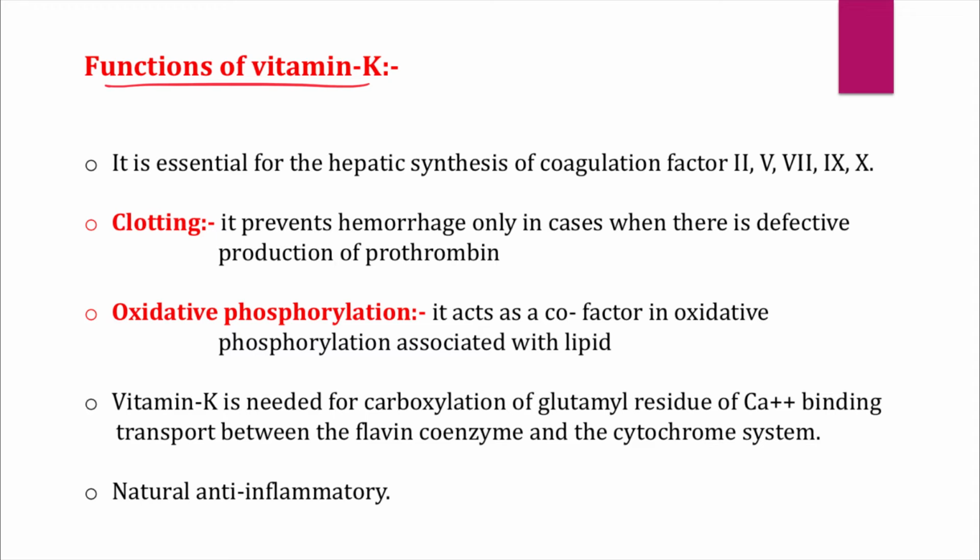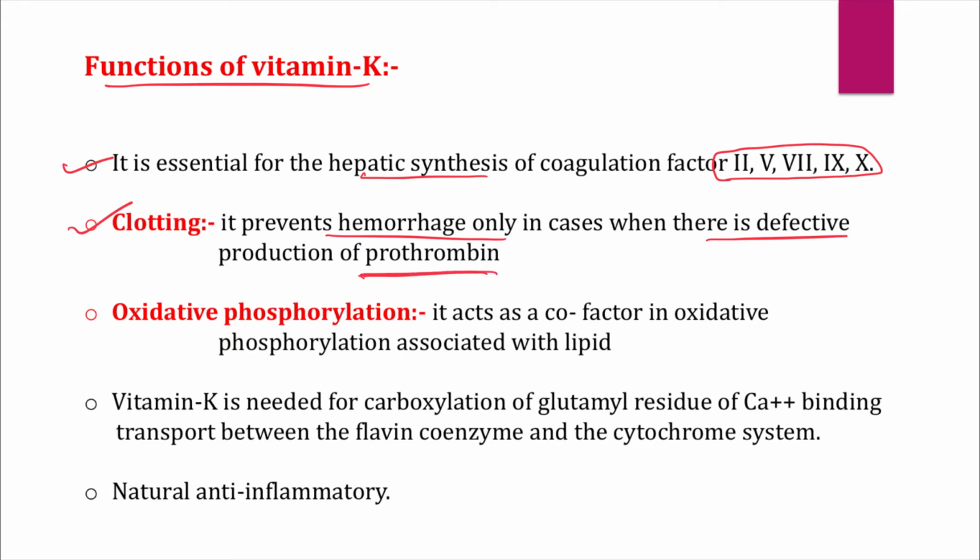So what are the important functions of vitamin K in our body? Now see here, the first function, very important. This vitamin K is very essential for the hepatic synthesis of coagulation factors. So what are those coagulation factors? Those are coagulation factors 2, 5, 7, 9 and 10. Very important. Now the second function, clotting and vitamin K. Vitamin K prevents the hemorrhage in cases when there is defective production of prothrombin.